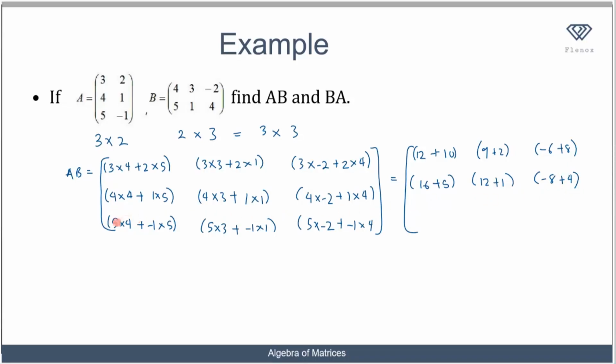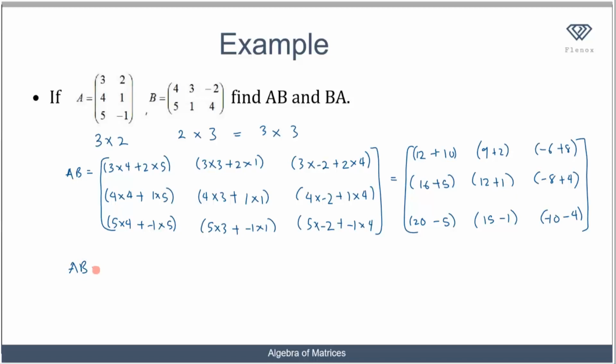So over here we have 4 times 5, which is 20, and 1 times 5, which is minus 1 times 5, which is minus 5. Then we have 5 times 3, which is 15, and 1 times minus 1, which is minus 1. And then we have 5 times minus 2, which is minus 10, and minus 1 times 4, which is minus 4. So when we do this, we have what?